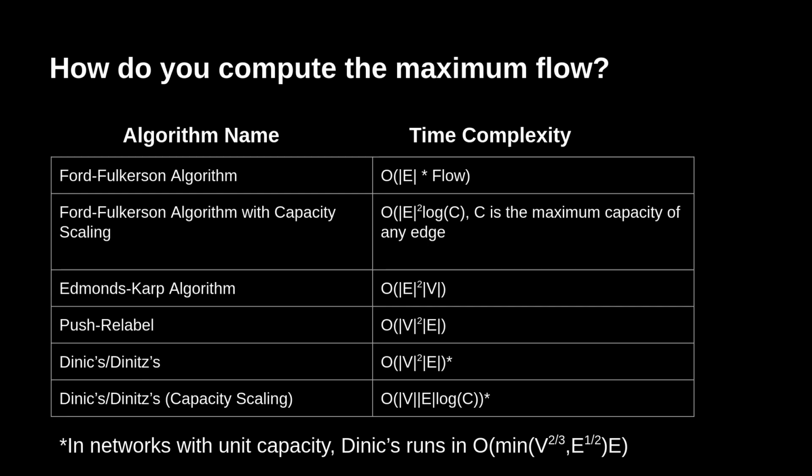So how do you compute the maximum flow? There are many different specific algorithms for computing the maximum flow. Maximum flow is not one algorithm. It is a kind of problem that can be used to solve other problems. And so the simplest algorithm, which unluckily has the worst runtime, would be the Ford-Fulkerson algorithm. And the most common one to be used is Dinic or Dinitz with capacity scaling.